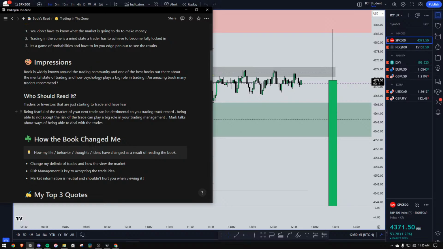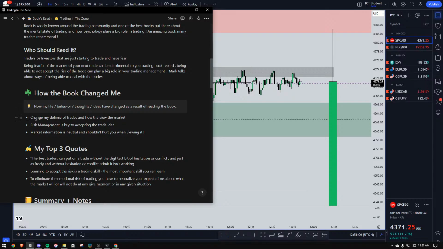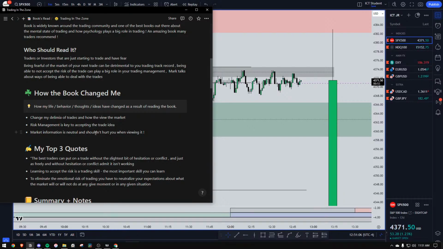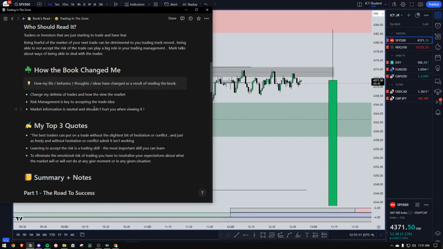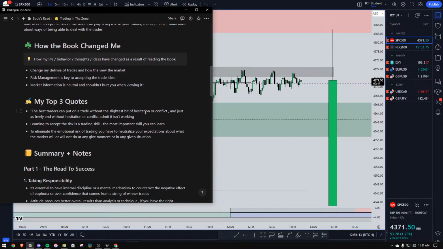Being fearful of the market or of your next trade can be detrimental to your trading track record. Not being able to accept the risk of the trade can play a big role in trade management. Mark talks about ways to deal with the trade, and how the book changed my dilemma of trades and how to view the market. Risk management is key to accepting the trade idea, and market information is neutral and shouldn't hurt you when viewing it. I always talk about this, man, right here. It's neutral, shouldn't hurt you when viewing it.